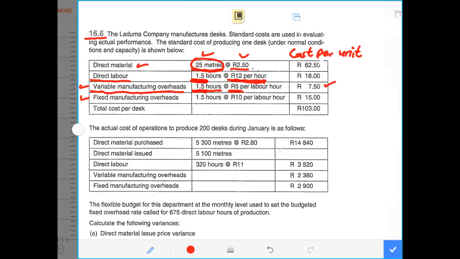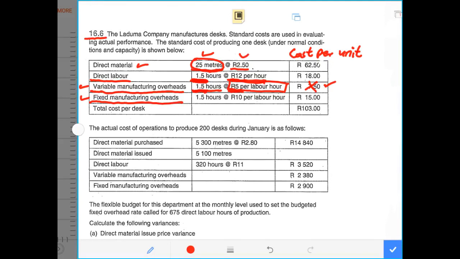And as I said to you, we don't use the 750 to calculate our variance, but we only use the 5 Rand, which is per labor hour. Then the next overhead on standard information or budgeted information is the fixed manufacturing overheads.